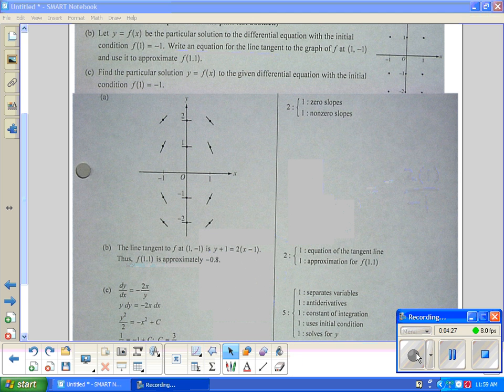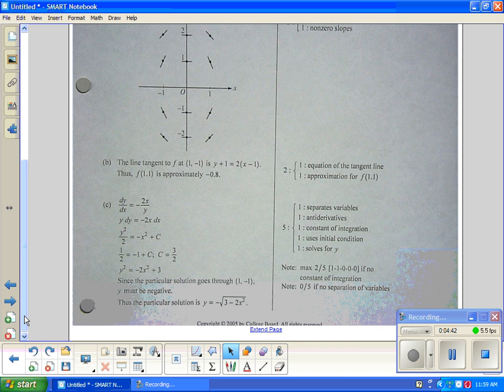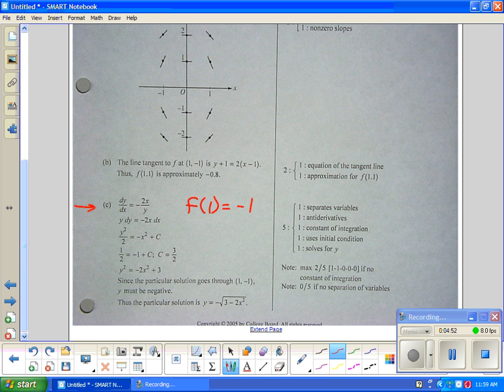Okay. Last one, letter C. Find the particular solution for y equals f of x to the given differential equation with the initial condition f of 1 equals -1. Now they want y. All right. And again, we start from here, and I'm going to move down the page, and we know we got to set this for the initial condition f of 1 equals -1. So you start here at letter C, and the first thing you have to do is separate variables.